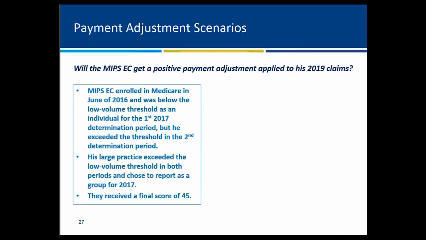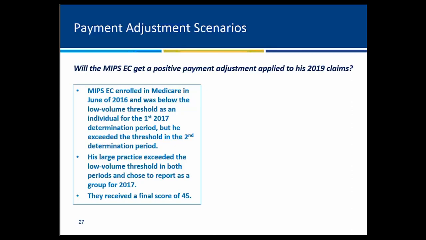So say you have a MIPS eligible clinician that enrolled in Medicare in June of 2016 and was below the low volume threshold as an individual for the first 2017 determination period, but he exceeded the threshold in the second determination period. His large practice exceeded the low volume threshold in both periods, and he chose to report as a group for 2017. They received a final score of 45. Will the MIPS eligible clinician get a positive payment adjustment applied to his 2019 claim?